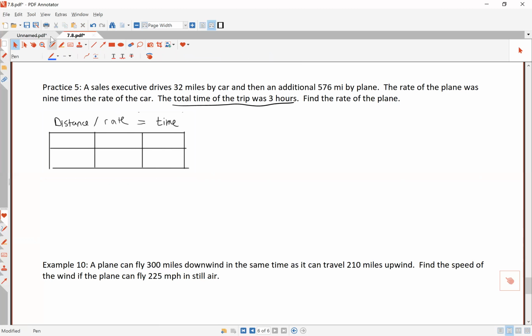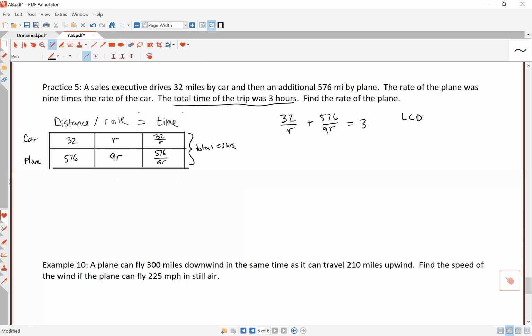Now that you've had your chance to work on this problem, we have the car and we have the plane. The distance traveled by the car is 32 miles, and then 576 by plane. The plane was 9 times faster than the car. The car had some speed, r. The plane is 9 times faster than that. We use the time as distance divided by rate, 32 divided by r, and 576 divided by 9r. We use the fact that the total time of the trip was 3 hours. So we take those two times, 32 over r plus 576 over 9r equals 3.